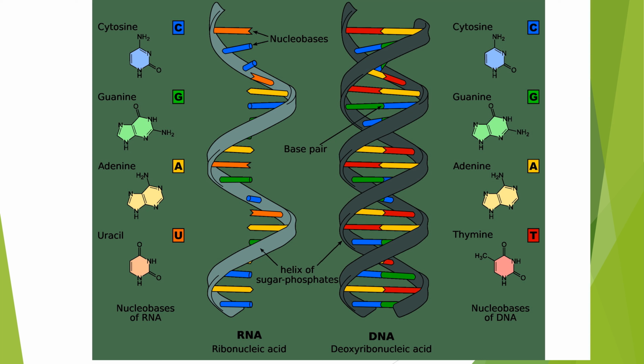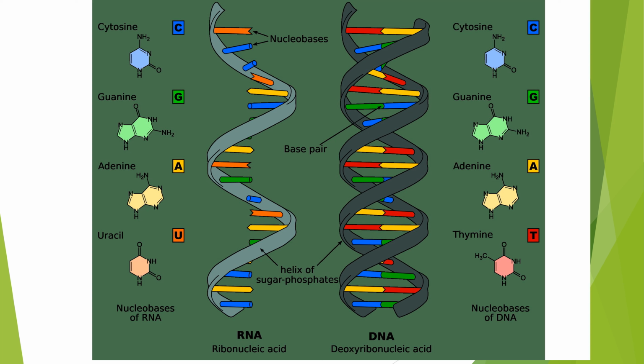Now, as you can see, the difference between RNA and DNA. Firstly, RNA is ribonucleic acid and DNA is deoxyribonucleic acid. The nucleobases in RNA are cytosine, guanine, adenine, and uracil, whereas the nucleobases in DNA are cytosine, guanine, adenine, and thymine. The difference is in RNA there is uracil and in DNA it is thymine.